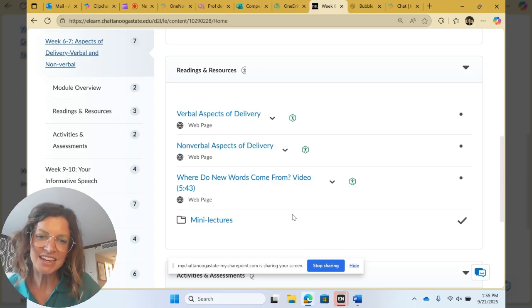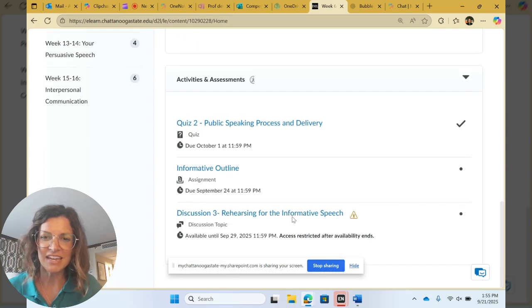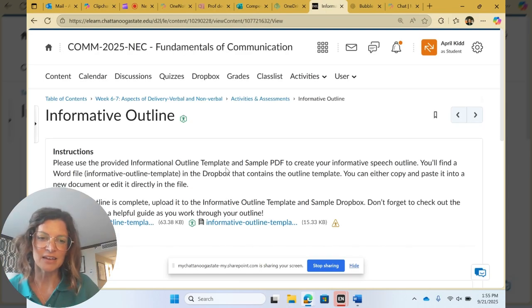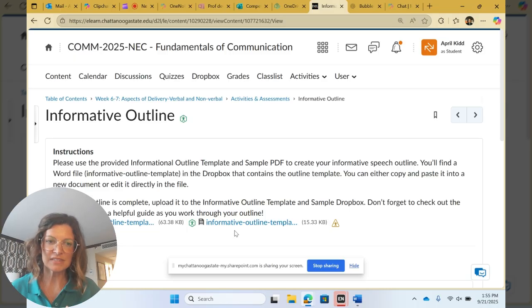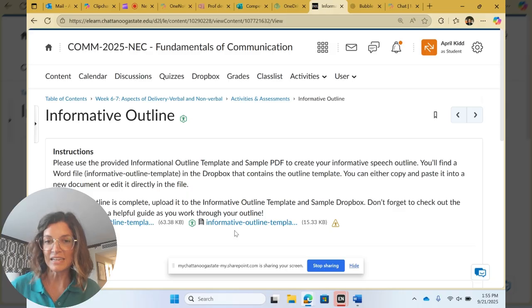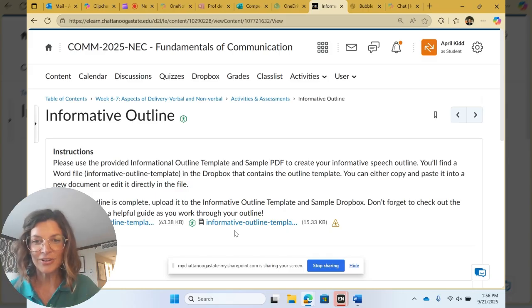So then if we look at the other assignment that is due this week, it is your informative outline. For this assignment, like the other assignments that you've been working on towards your informative speech, there is a template and there's also a sample. So that you can use these to either build your outline or see an example of an outline as you create yours.